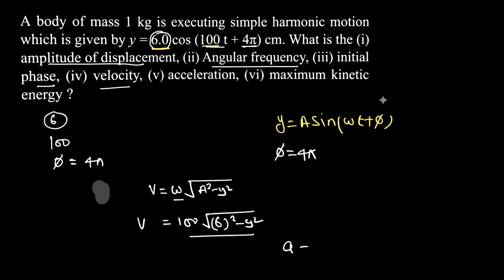For acceleration, what is the formula? Minus omega square into y. So that is equal to minus 100 square into y. That will be acceleration. And if I have to find out kinetic energy, the formula is half mv square, and I just have to substitute the values. So from this we can find out all the variables.